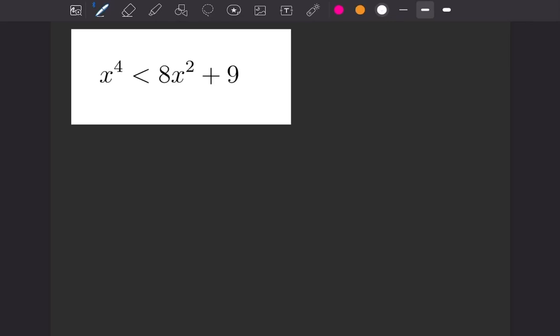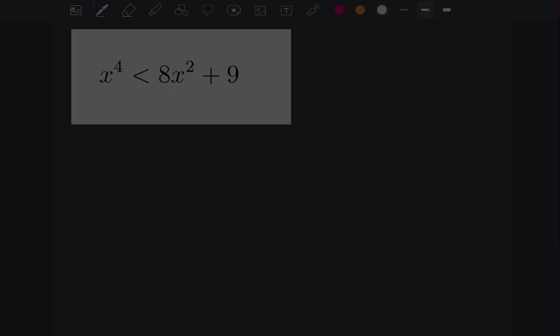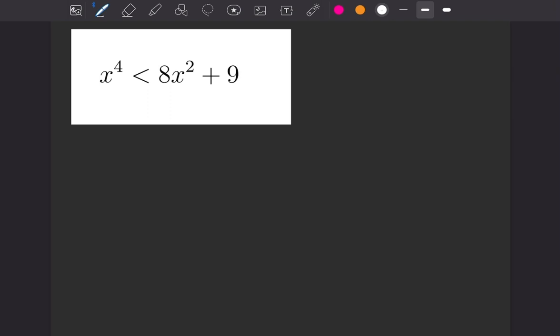Let's find the values of x which satisfy this inequality. First things first, we've got a quadratic in terms of x squared. We've got x to the 4, x squared, and this is x to the 0. So let's replace x squared with a y. We'll let y equal x squared. And therefore what we have is y squared is less than 8y plus 9.